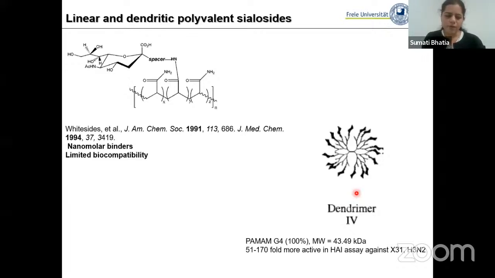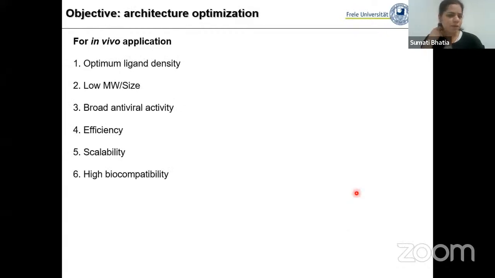So what we wanted to address in our project was to develop such a candidate which has optimum ligand density. Here ligand means sialic acid.